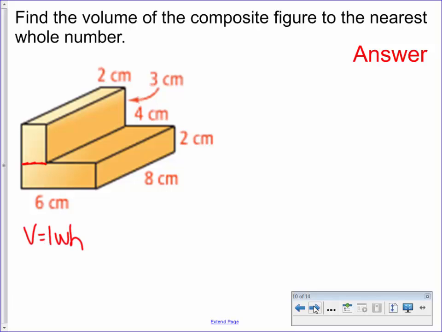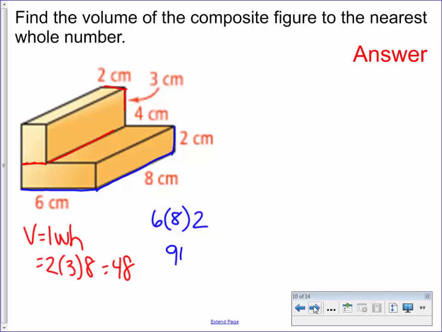So the top one, you're going to use 2 times 3 times 8. Okay, so that volume will be 48. On the bottom one, we have 6 times 8 times 2, which gives you the volume of 96. Add them together to get the total volume, which should be 144.